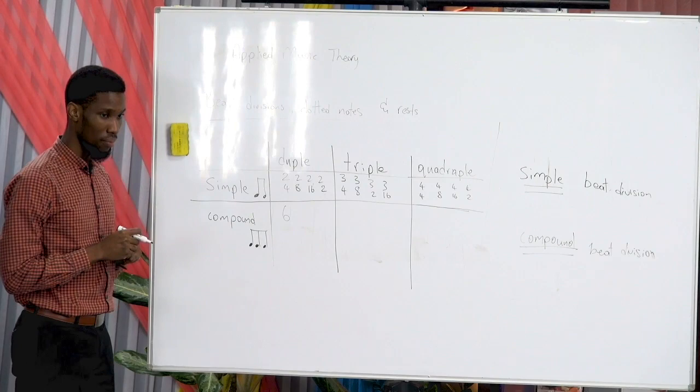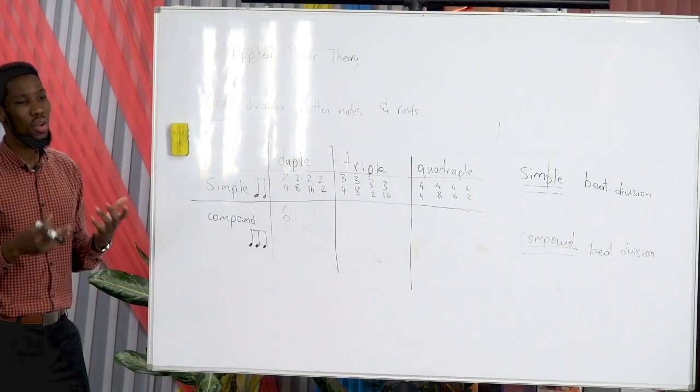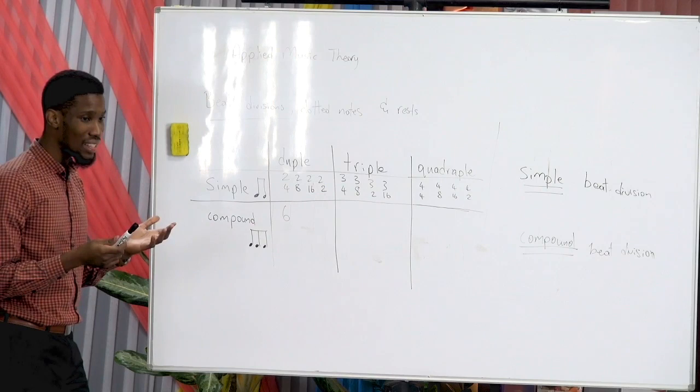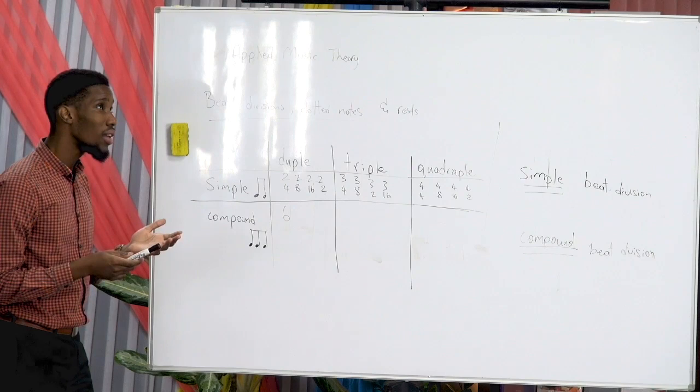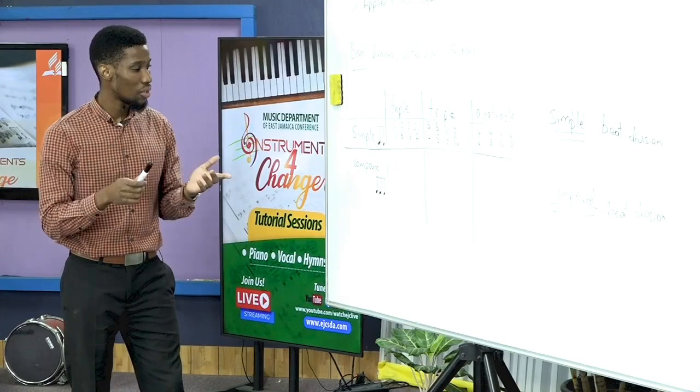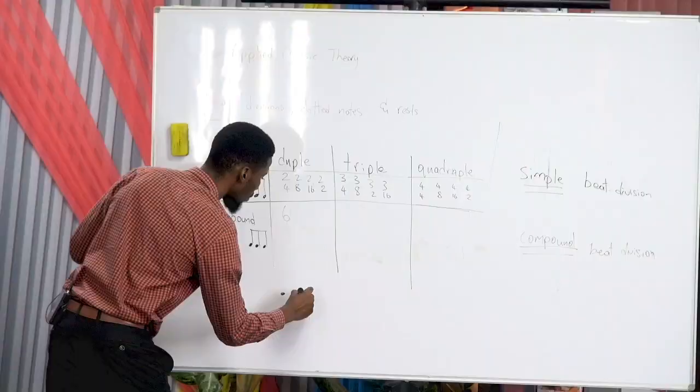So why do we say 6? Why do we say 6, Oren? Because when you divide 6 into 3, is that correct? Did I say it properly? Yes, when you divide 6 into 3, you get 2. So let me show you how it would look. You go 1, 2, 3, 4, 5, 6.